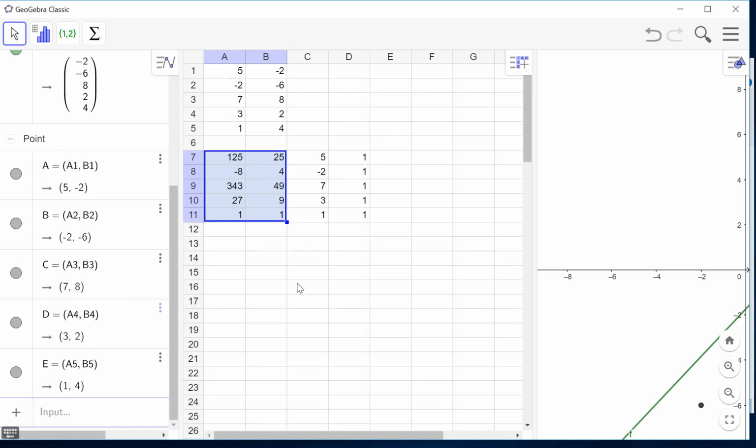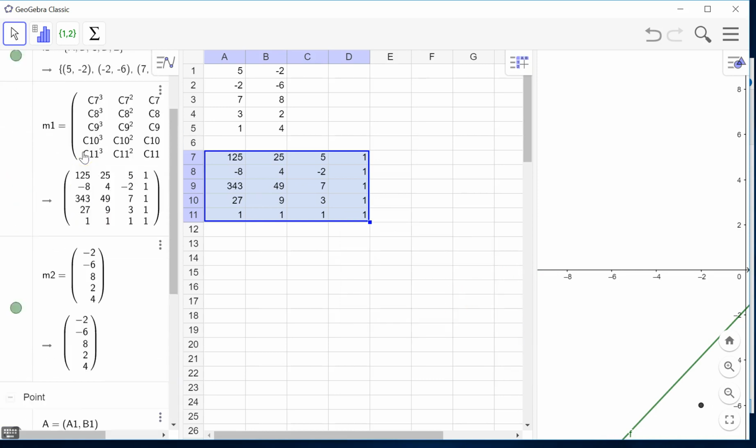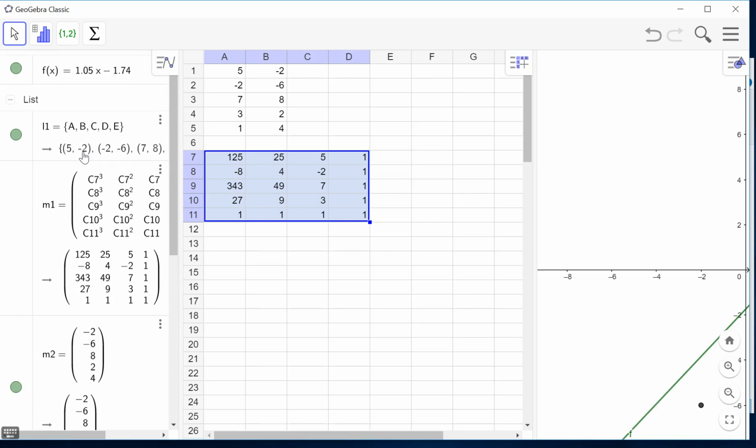So that's our coefficient matrix again. And then we can do this exactly like we did before. We highlight the cells that we want to create the matrix. And since I moved some things around, it automatically changed my M1. It didn't make a new one. The reason is I did it in the same spot I did it before. I didn't necessarily want it to do that, but that's what it did.